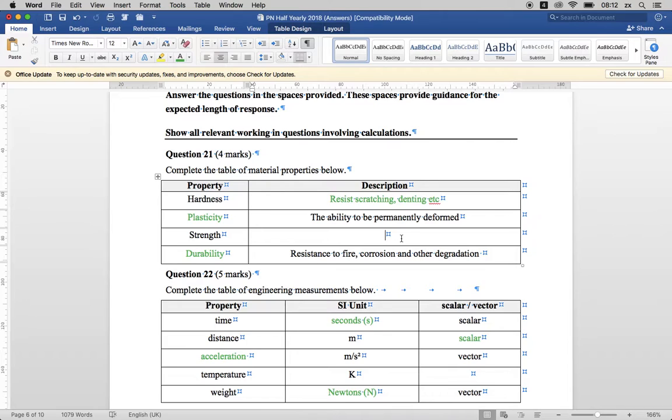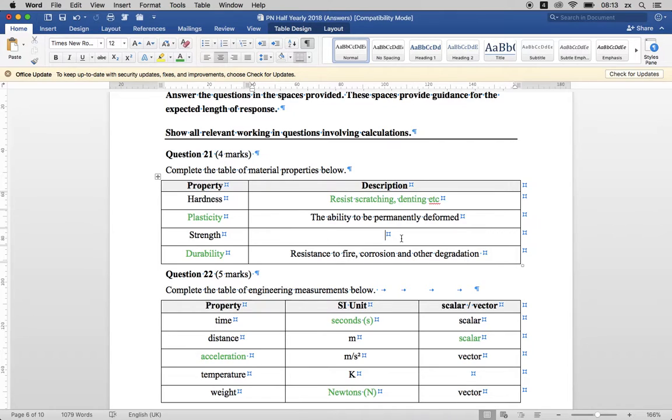The next one is the ability to be deformed. Now, some people said ductility, some people said malleability. Both of those are a kind of plasticity. Malleability and ductility are specific kinds of plasticity. Malleability is the ability to be deformed under compression, to be hammered, and ductility is the ability to be deformed under tension, so to be drawn into a wire.